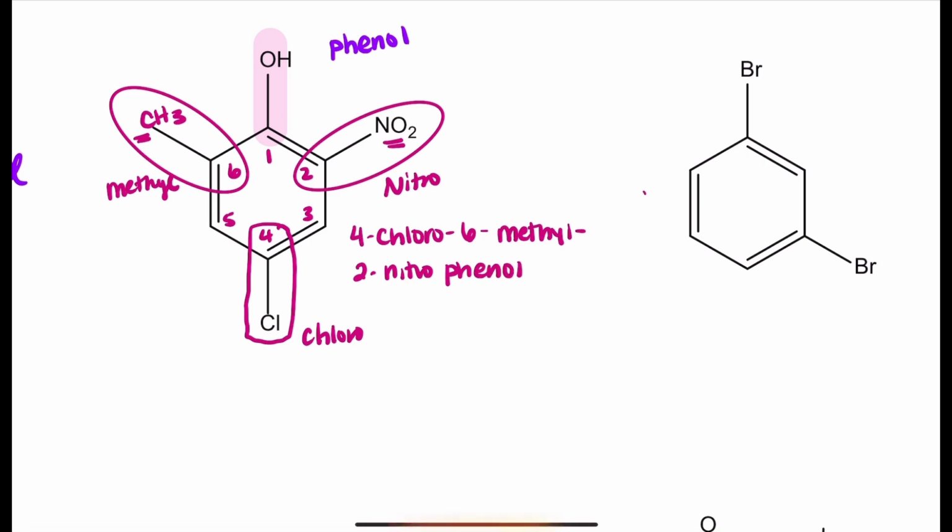Again, the chloro comes first because alphabetically. The methyl group comes second because alphabetically. The nitro group comes third because alphabetically. And then phenol at the end. I just use the numbers to emphasize which carbons are actually attached.